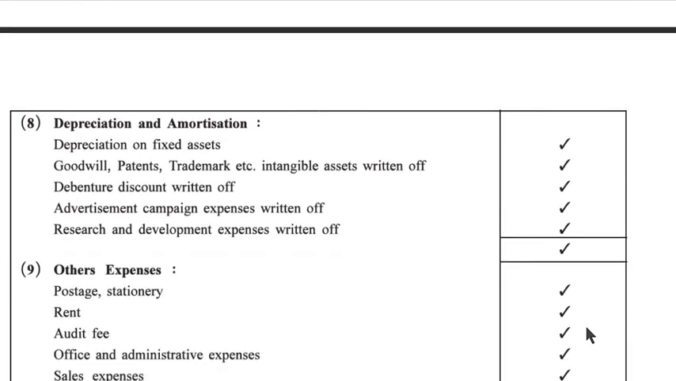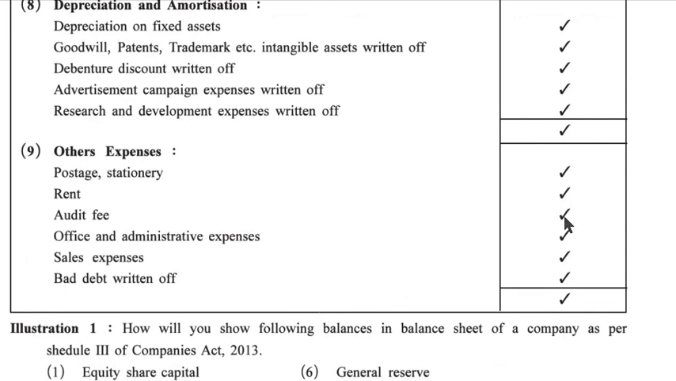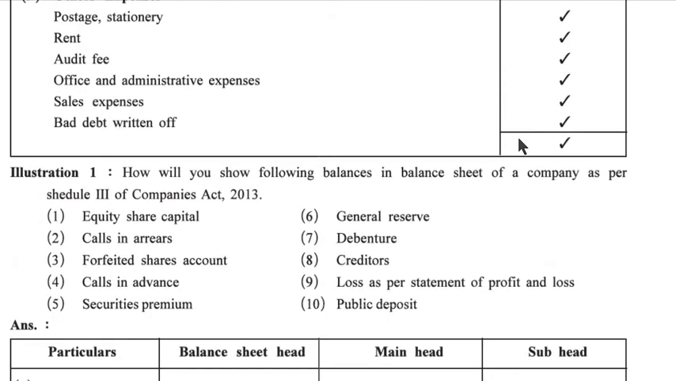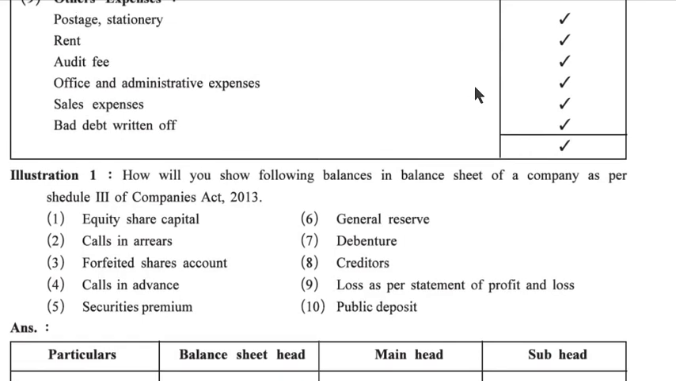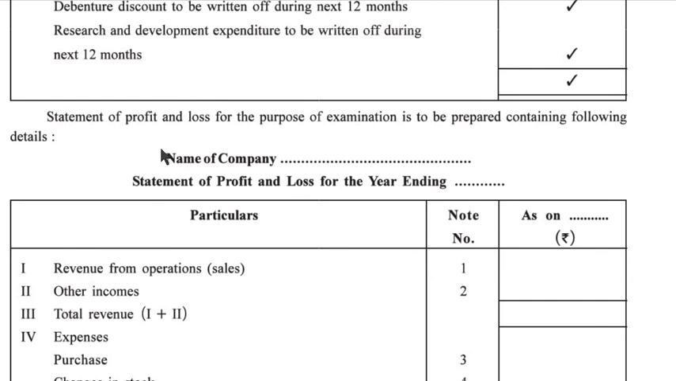Afterward, depreciation and amortization: depreciation on fixed asset, goodwill, patent, trademark, intangible asset and written off. Debenture discount written off. Advertisement campaign expense written off. Research and development expense written off and total. Other expenses: postage, stationery, rent, audit fee, office and administrative expenses, sales expense, bad debt written off. So this way, all the expenses, depreciation and other expenses we have to write in a profit and loss account. This statement is only important for examination purposes.